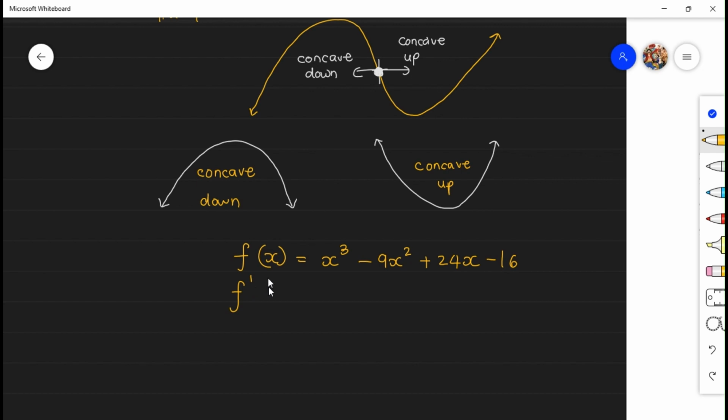So we derive the first time and we end up with 3x squared minus 18x plus 24. Keep in mind what I said earlier, point of inflection uses your second derivative. Stationary point is derived once, point of inflection is derived twice. So you derive twice and then you equate it to 0. So if we derive the second time, we'd end up with 6x minus 18.